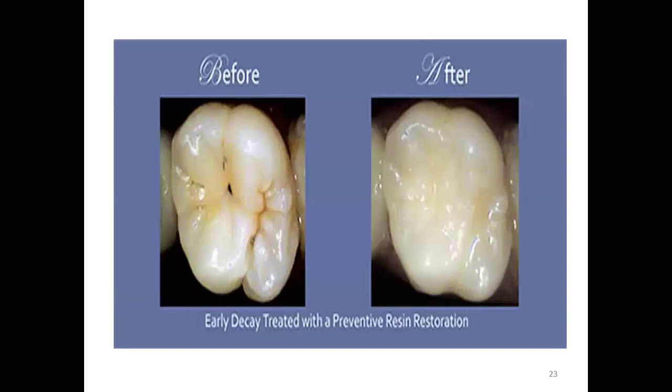So this is the photograph in which we can see that early decay is treated with a preventive resin restoration. So it is a very incipient caries. Caries process has just begun. So we do the restoration with the composite or GIC, and it reduces the possibility that the disease will further progress.